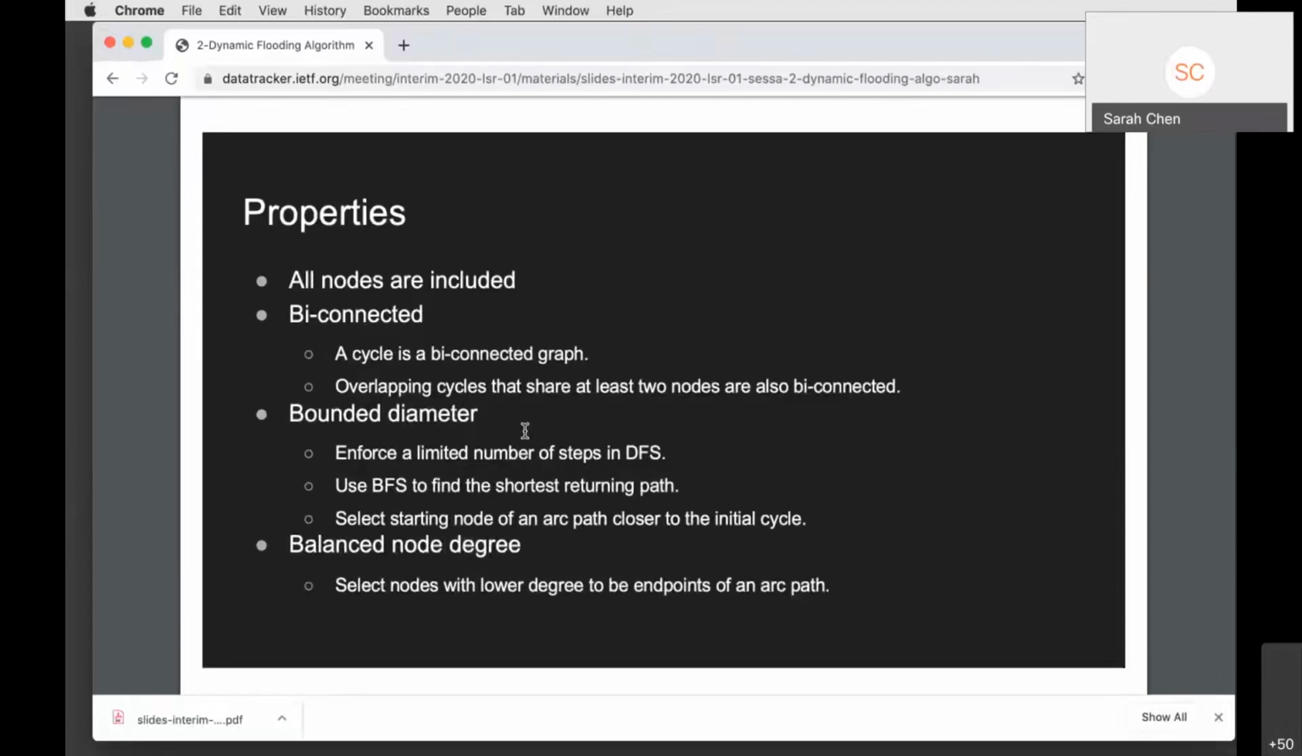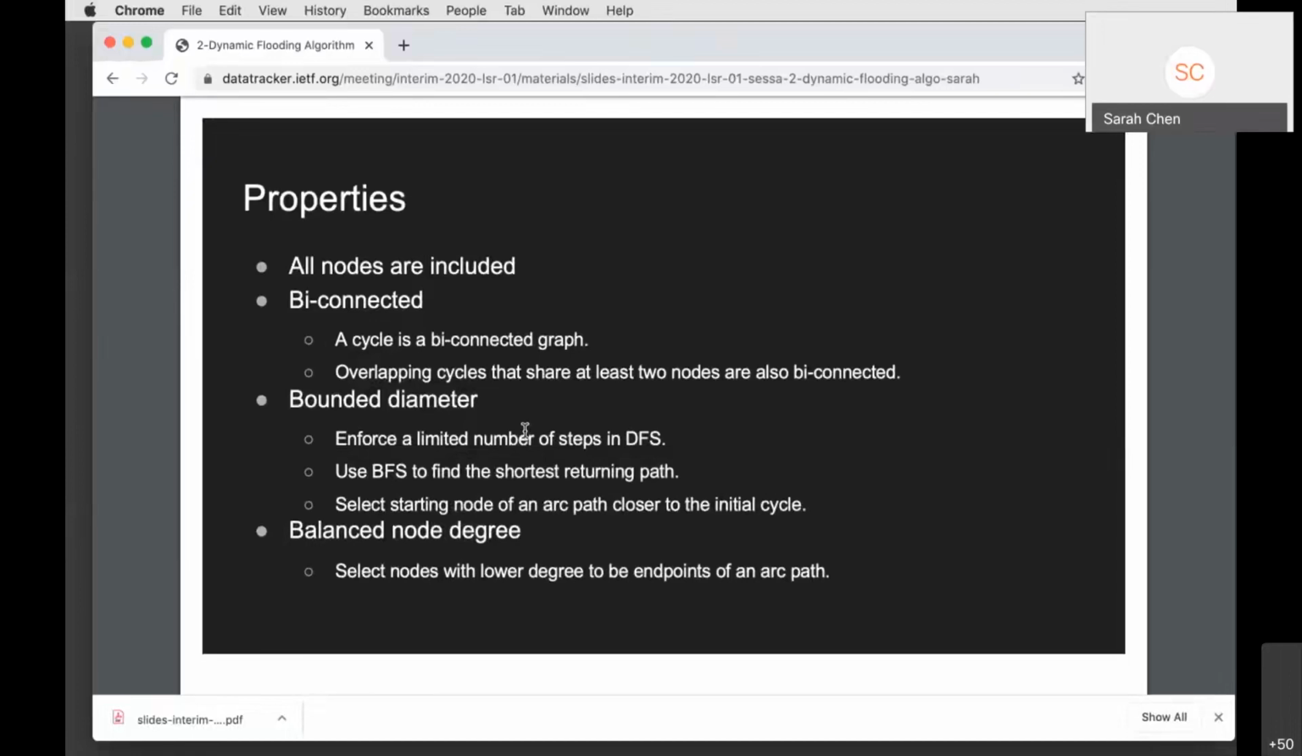And in this algorithm, we also consider the diameter. So it makes some efforts to limit the diameter of the subgraph. For example, it limits the number of steps used in the DFS search, so we don't have a very long arc or a very big initial cycle. So we just stop after some steps. And then we use BFS to find the shortest path back. So this will limit the size of the initial cycle and also the arc in each step.